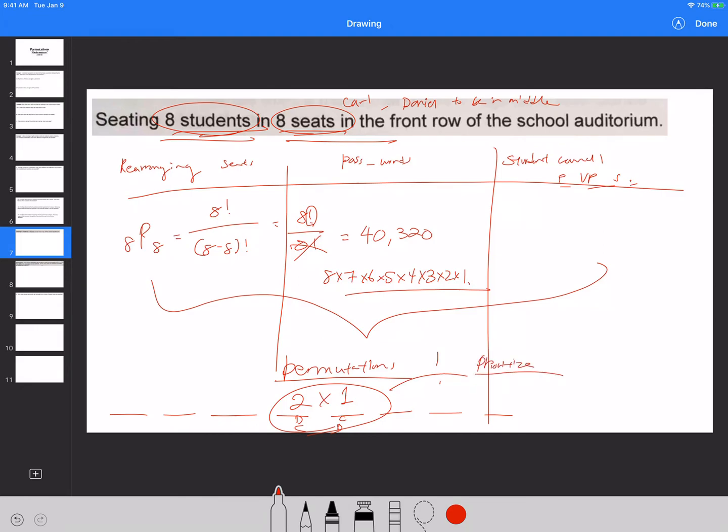If there's any prioritizations, you want to consider them first, and then put the numbers in accordingly afterwards. So after those two people are done, that would be 6, 5, 4, 3, 2, 1, because there would be 6 people arranged in these 1, 2, 3, 4, 5, 6 leftover seats.